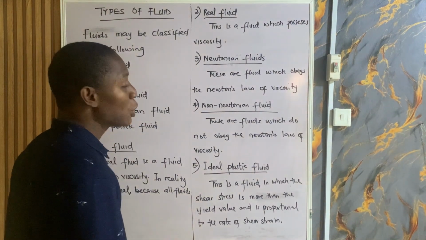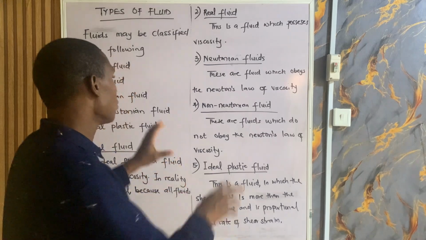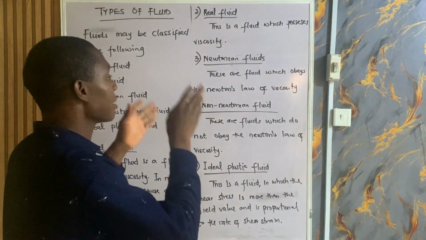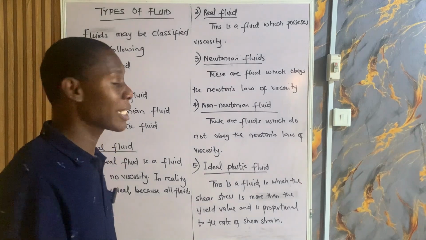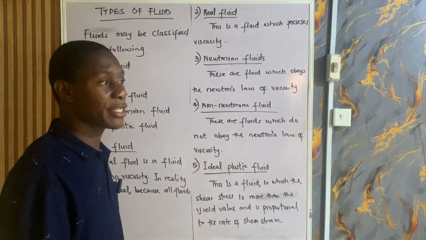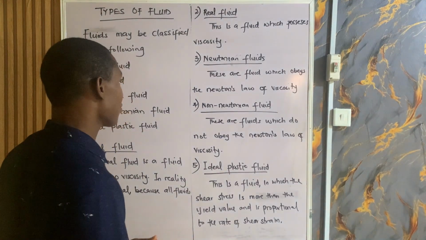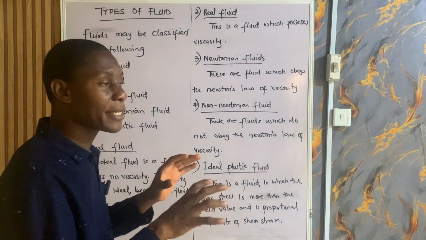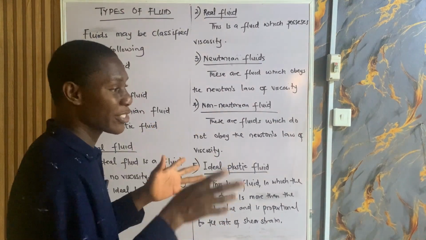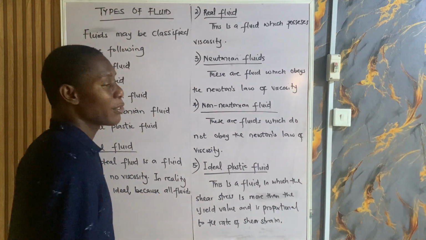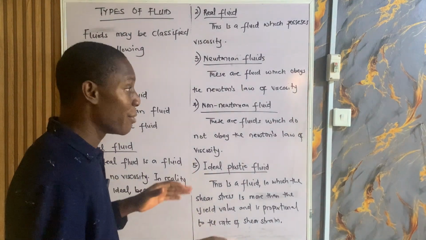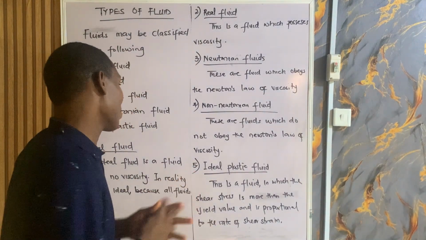Now we have Newtonian fluid. These are fluids that obey the Newton's law of viscosity. I've given the Newton law of viscosity that states that shear stress is directly proportional to shear strain. So they obey the Newton law of viscosity. Their shear stress is actually directly proportional to their shear strain. We have the non-Newtonian fluid. These are fluids that don't obey the Newton law of viscosity.